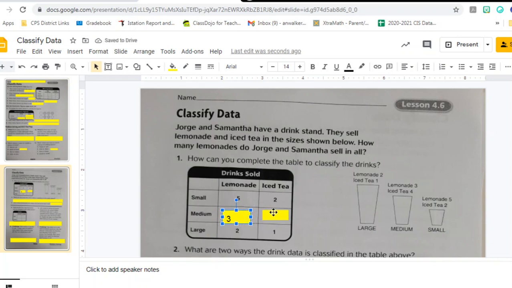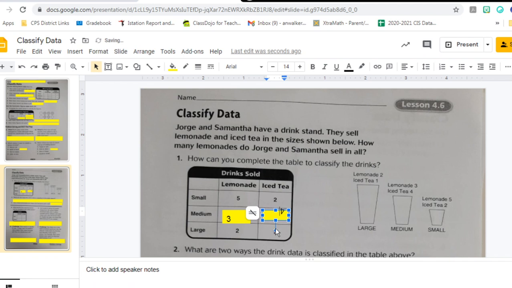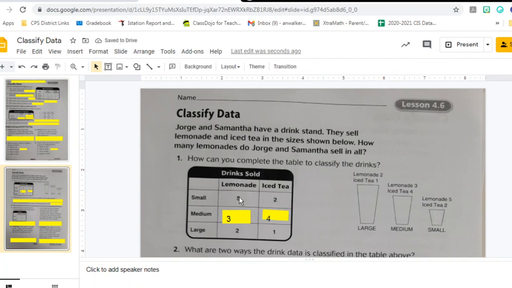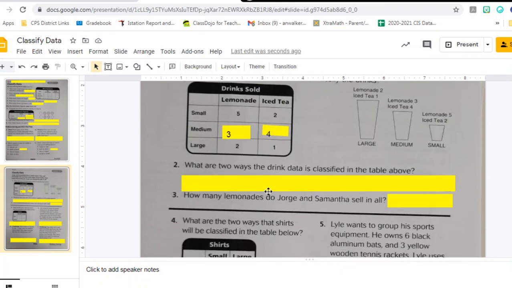All right, now we're going to go to our medium iced teas. So we're still looking at our medium drink, only this time we're going to look at the iced tea. The medium iced teas show 4. Oh no, it did it again. Let's grab that and flip it on around. There we go. So there are 3 lemonades and there are 4 medium iced teas. Looking at my large drink, I have lemonades are 2 and my large iced teas are 1. So now I've completed the table.